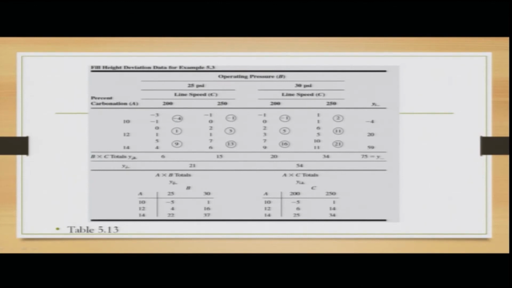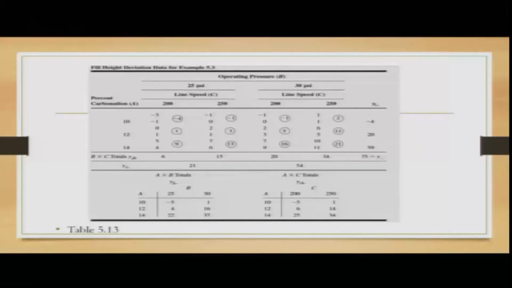And the y_i... totals, summing up over j, k and l, come out to be -4, 20 and 59. Similarly, for the combinations of B and C totals, we keep j and k fixed and sum over the first factor A and the number of observations. The combination values are found to be 6, 15, 20 and 34, and the summed total y.... comes out to 75.